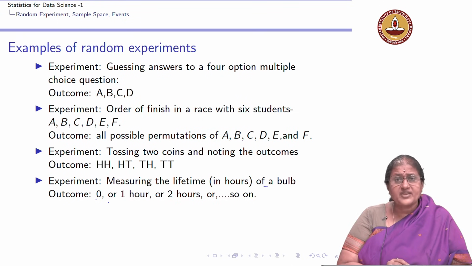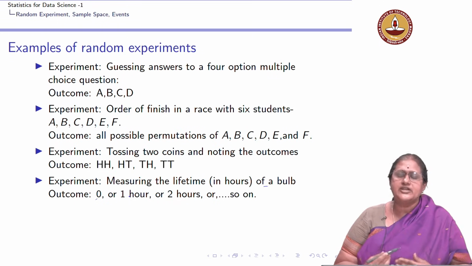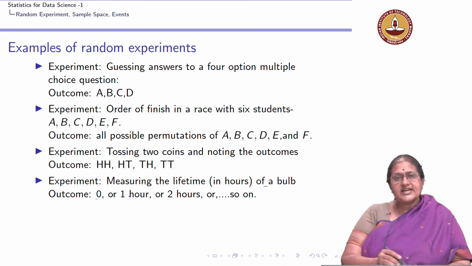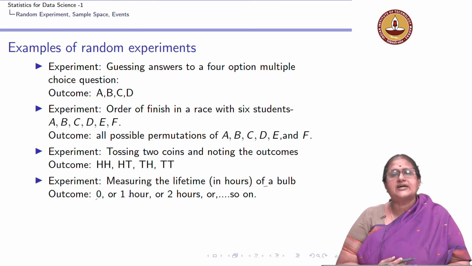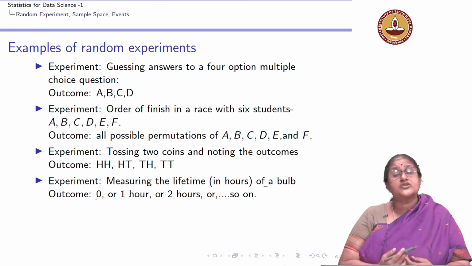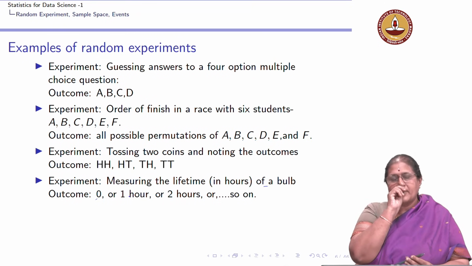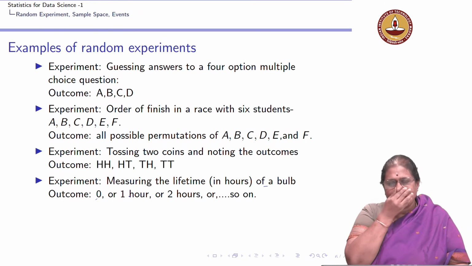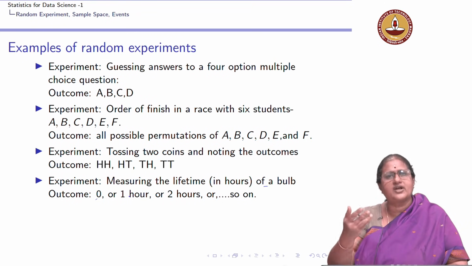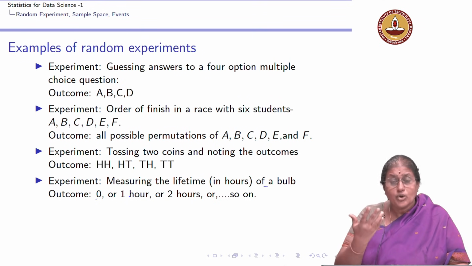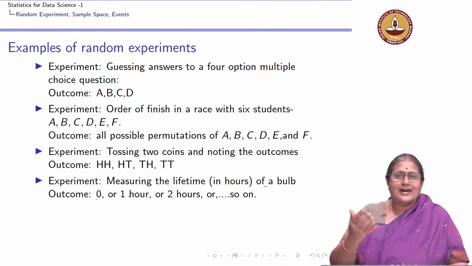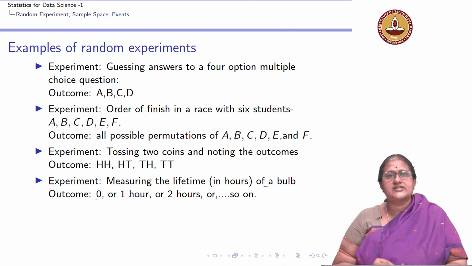It would be, if 30 minutes is 1 hour, it depends on how you are defining this convention. So, you can see that the outcome again is uncertain. It is a random experiment because I do not know how long any light bulb would last. It could be anything between 1 hour, 2 hours, 40 hours, 45 hours, we do not know. So, it was a random experiment with whatever is the outcome.